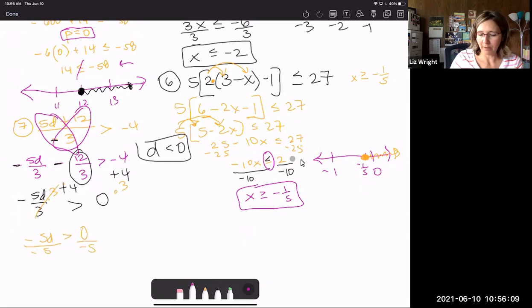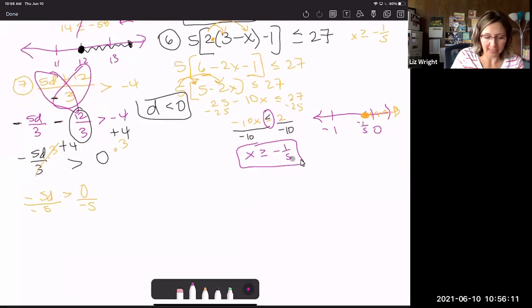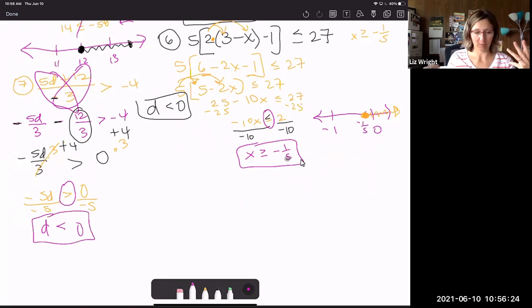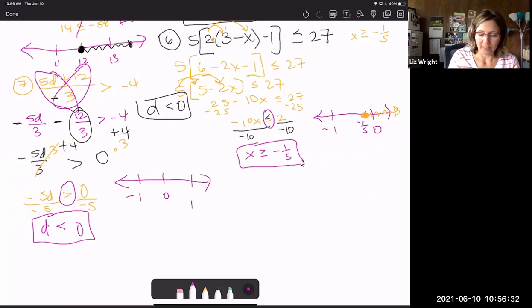Math siren should be going off in your head because you divided both sides by a negative. Flip that inequality, and you're going to get d is less than 0, because what is 0 divided by negative 5? It is still 0. So then we're going to put up here, we have 0, we've got negative 1, we've got positive 1. It should be an open circle, and we are shading to the left.